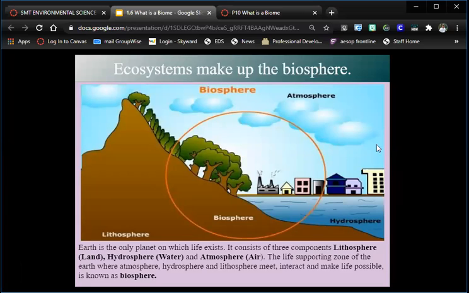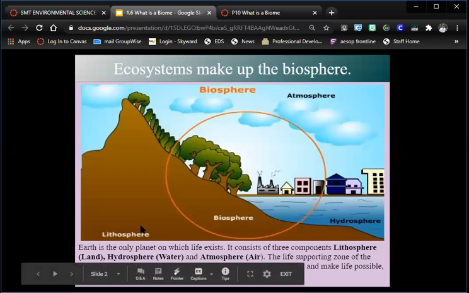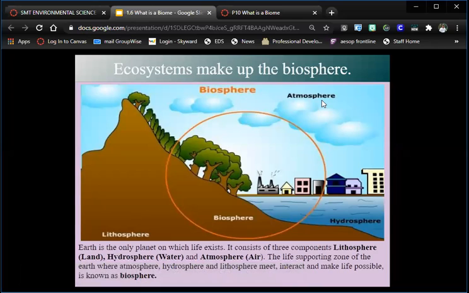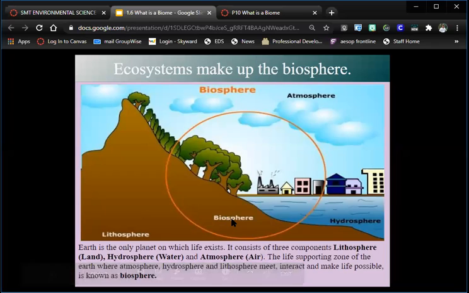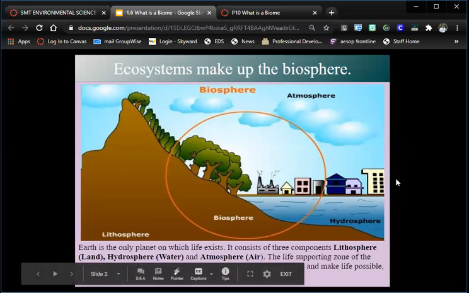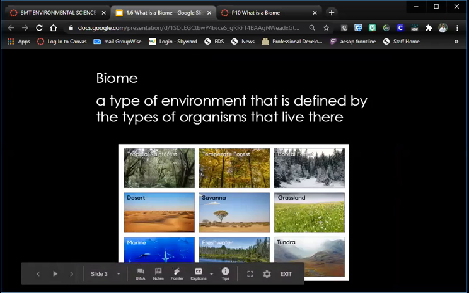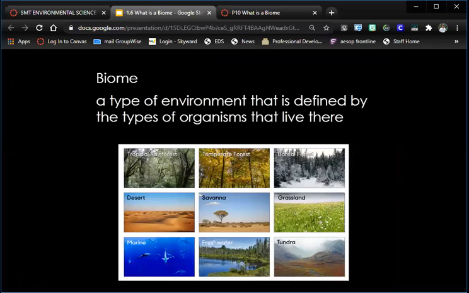So we first have a throwback slide here from a week or so ago where we look at all the different interactions here. So we have the lithosphere, which is land, and the hydrosphere, which is water, and the atmosphere, which is air, and all of those things interact in a place where things can live, creating what is known as the biosphere, which is what we're trying to recreate in our little plastic bottle experiment. Okay. And how those interact create different biomes.